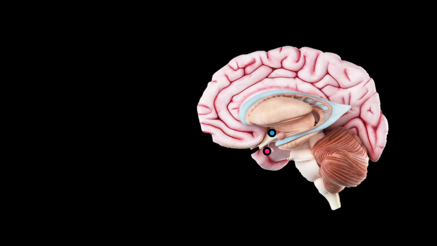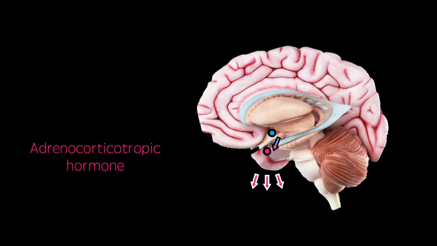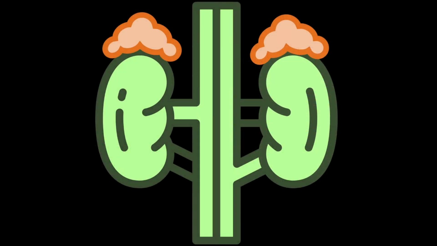In response to physiological stress, the hypothalamus releases corticotropin-releasing hormone, which acts on the anterior pituitary to release adrenocorticotropic hormone. This hormone is secreted into the blood, which transports it to the adrenal glands, which sit just above the kidneys, causing it to secrete catecholamines from the medulla and cortisol from the cortex.